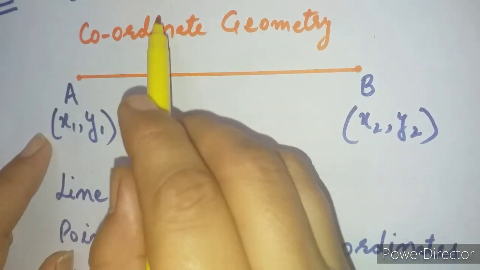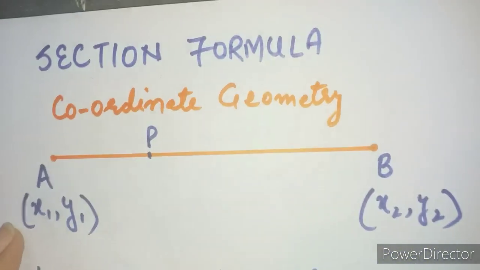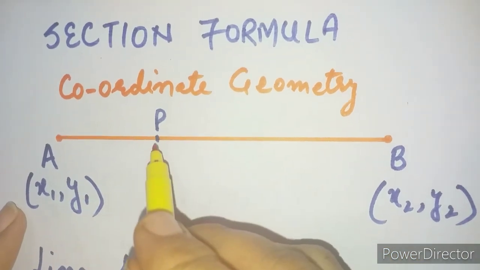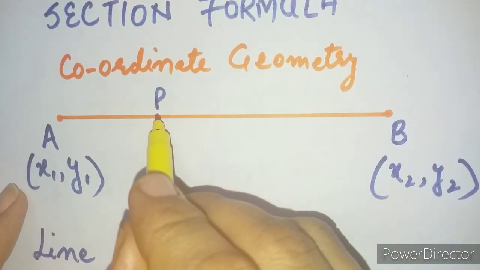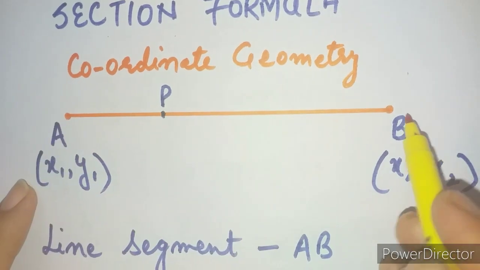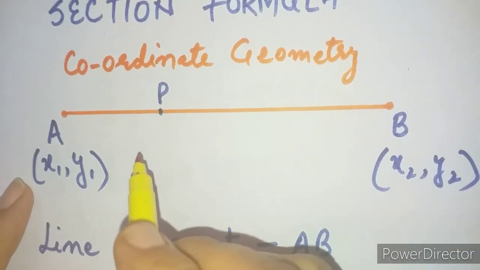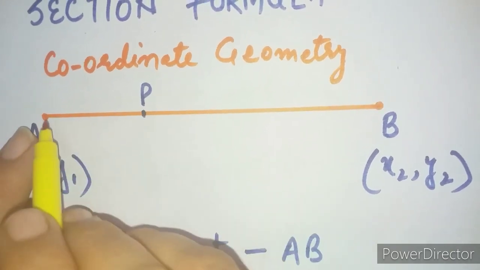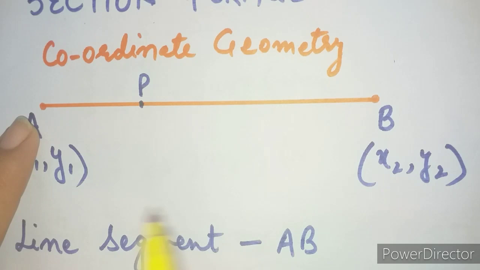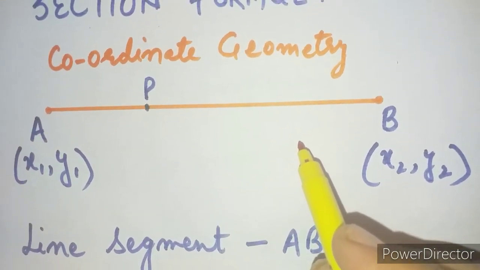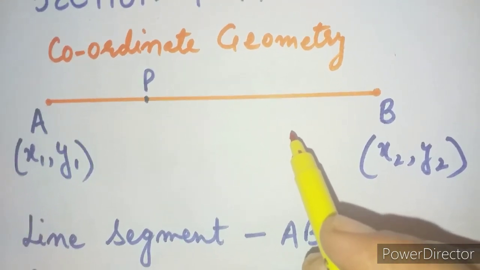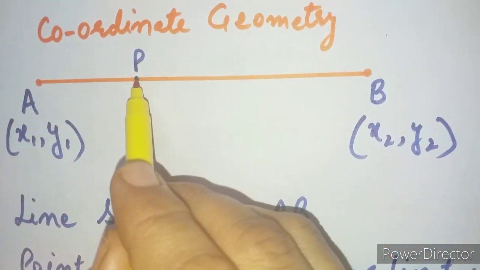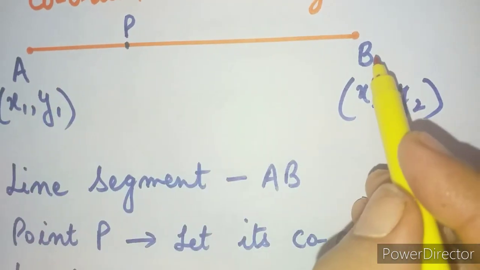Now what does this section formula do? This section formula will be used to find the location of this point P, which was dividing our line internally. There is one most important word, internal division. Internal division means point P is lying on the line AB. In higher classes you will understand the meaning of external division also, but that is not in our course. We will discuss internal division only. Point P lies on the line AB.